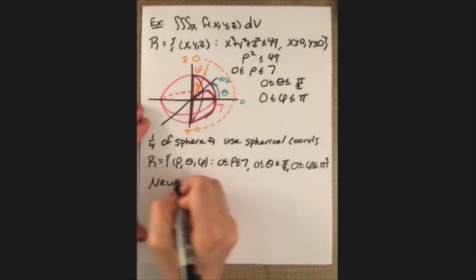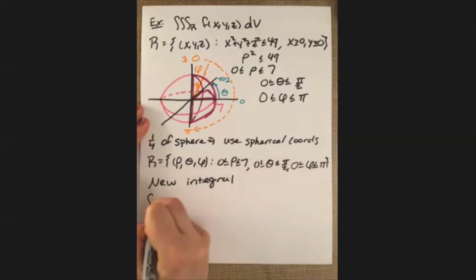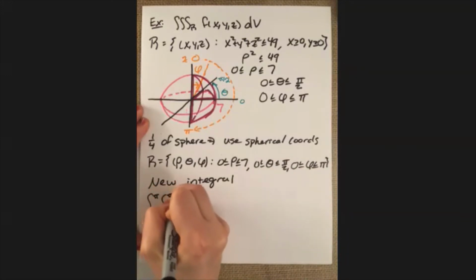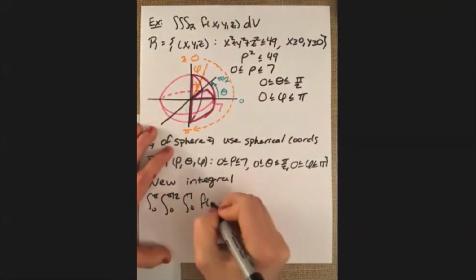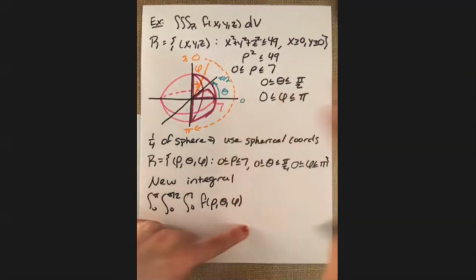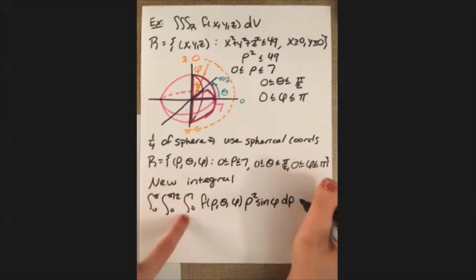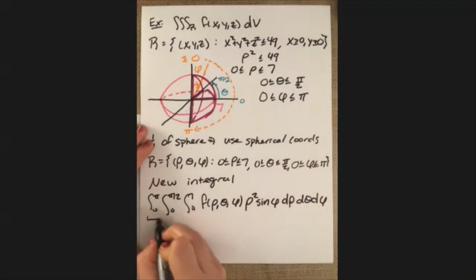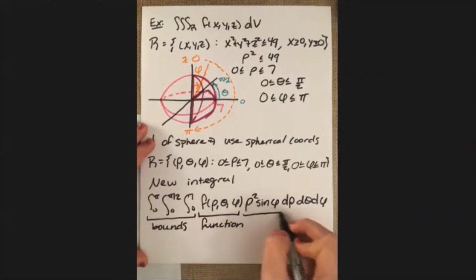Now, if we wanted to set up our new integral, what you're going to get is the integral from 0 to pi, integral from 0 to pi over 2, integral from 0 to 7 of whatever our new function is, because you've got to convert this over. And then your differential and the extra multiplier that you get in this case is rho squared sine of phi, d rho corresponds with that one. We're going to do d theta next, and then d phi. So again, we've got our bounds that we've swapped. Don't forget to also convert the function, and then the differential.